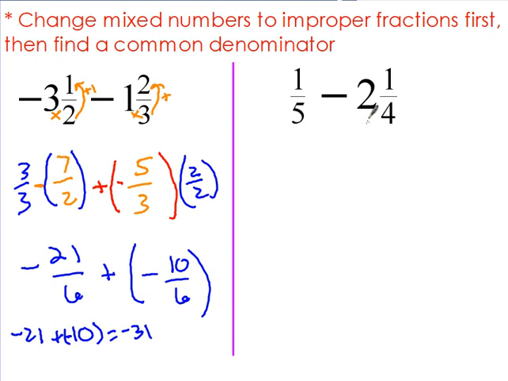Okay, so 1/5 minus 2 1/4. First step is I have to change this to an improper fraction. So this is going to be 2 times 4 is 8, plus 1 is 9. So that gives me 9/4. So I have 1/5 minus 9/4.